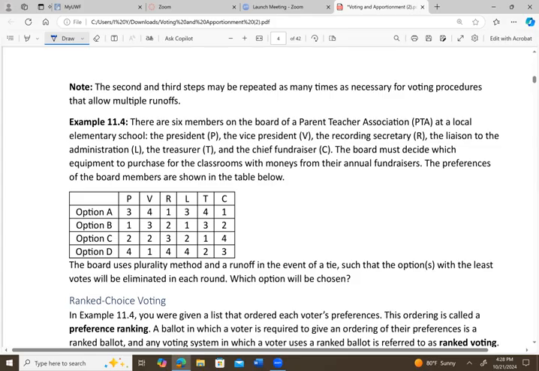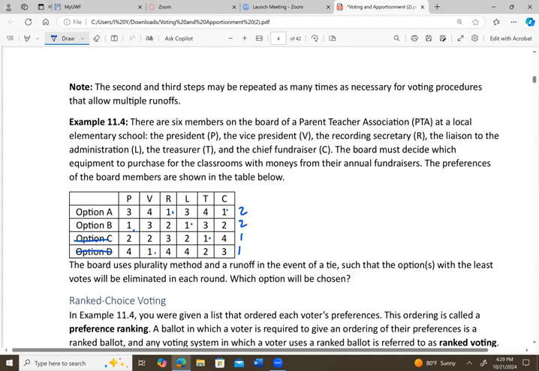So the board uses the plurality method with a runoff in the event of a tie, such that the options with the least votes will be eliminated in each round. Which option will be chosen? Well, we have 6 voters. The plurality: option A has 2 first place votes. Option B has 2 first place votes. Option C has 1 first place vote. And option D has 1 first place vote. So options C and D will be eliminated.